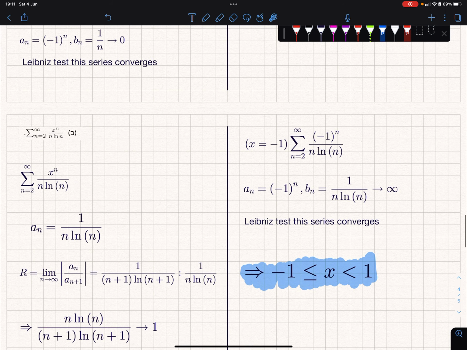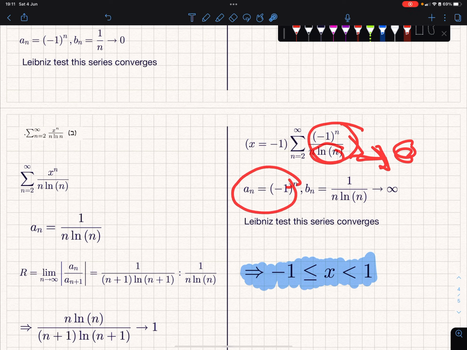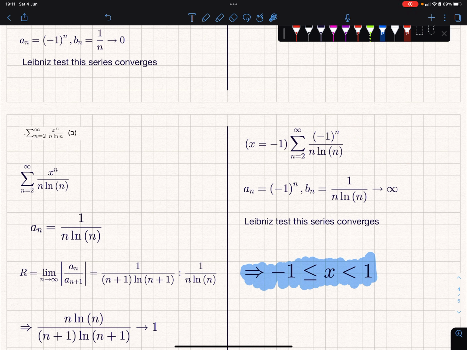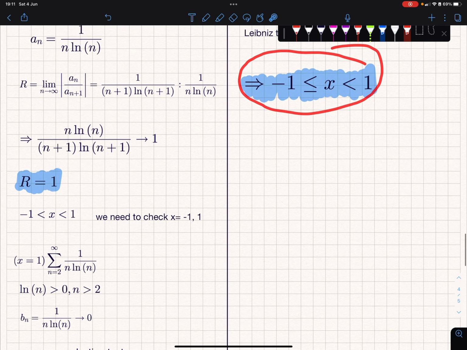So this is it. And now for x equals -1, we have (-1)^n divided by n multiplied by ln n. So we know this sequence goes to 0, and we have an alternating series. Then by the Leibniz test, this series converges. So this is the area of convergence, and the radius is 1.